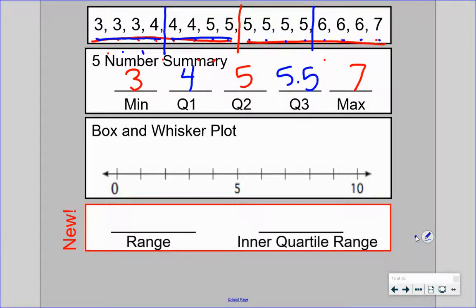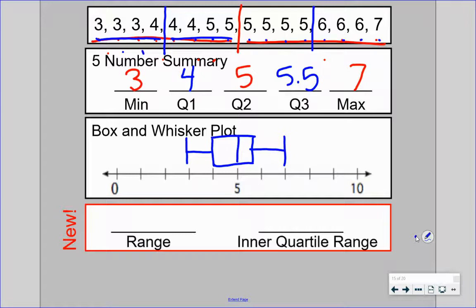We make our box and whisker plot by drawing our lines above 3, and 4, and 5, and 5.5, and 7. We're going to box our 3 lines, draw our whiskers out to our minimum and to our maximum. And this is a visual way of looking at this set of data.